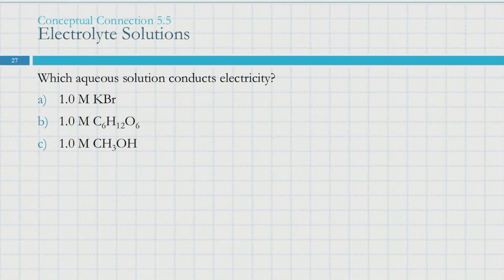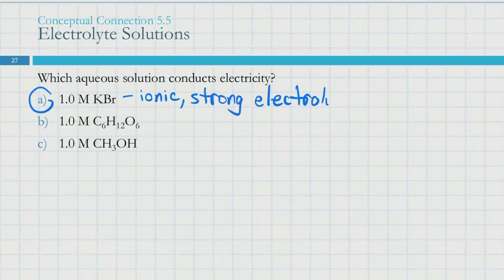Which of these aqueous solutions, if you had to guess, conducts electricity? We've got KBr, an ionic compound. We've got C6H12O6, which is a sugar. We've got CH3OH, which is methanol. Any guessers? A. A because it's ionic, and also because potassium is very soluble in water, and so that's going to completely separate into its component ions. The other two are not going to ionize much, if at all.